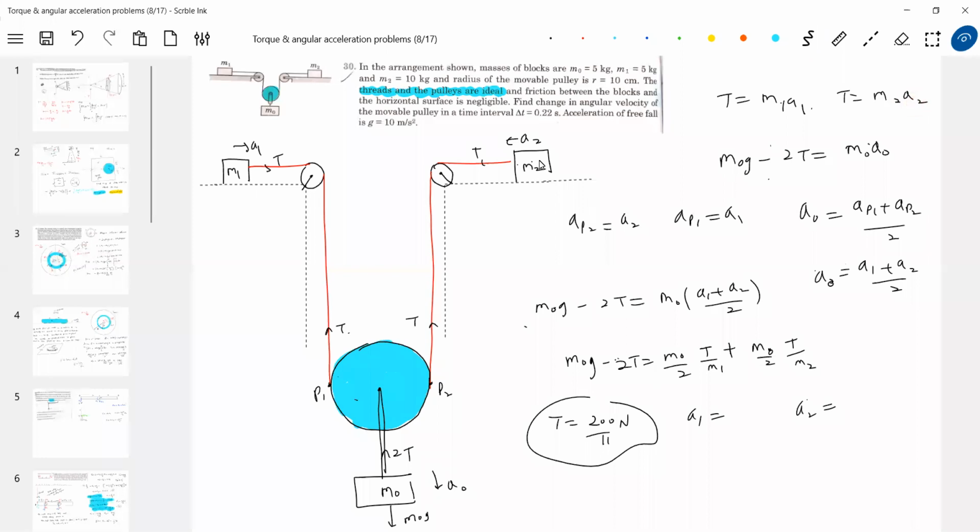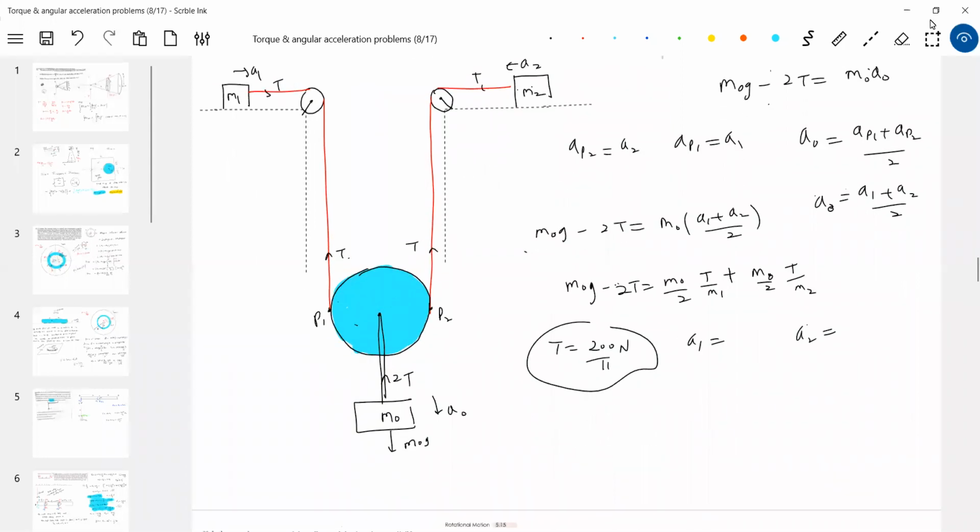Now let's look at the pulley. What is the state of the pulley here? It will be spinning. Why is it spinning? Because look at this acceleration. The acceleration of this end is A1 and this end is A2. So let's focus only on the pulley now. This point has acceleration AP1, and this point has acceleration AP2, and it is rotating.